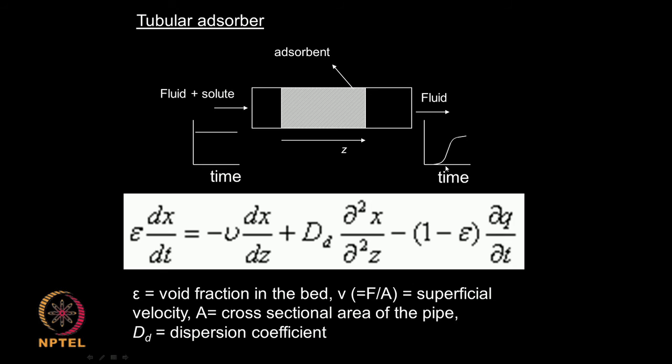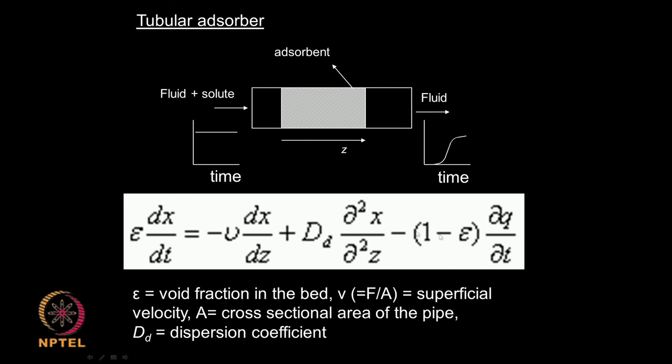After some time it takes off. This time is called breakthrough. This is called a breakthrough curve, because initially the adsorbent is very fresh, so all the solute gets completely adsorbed. But as it gets saturated, after some time the adsorbent has no power to capture the solute. So the solute that is entering starts coming out, and then finally it comes out fully. This is called a breakthrough curve, and this is the equation.